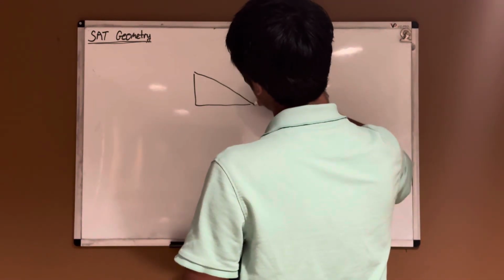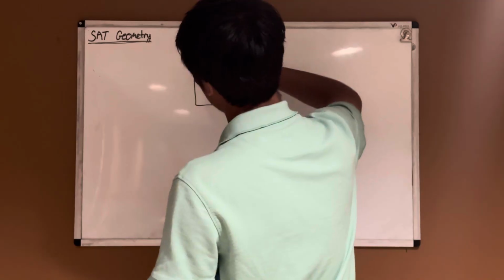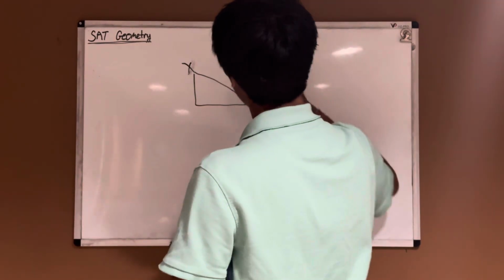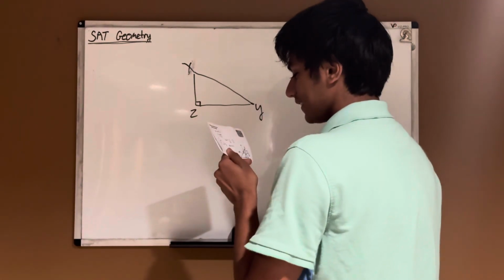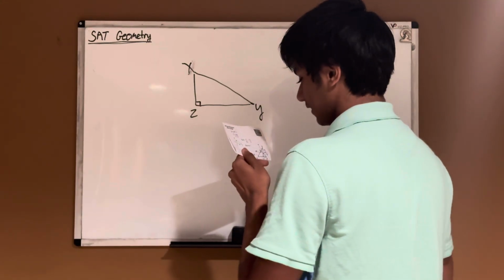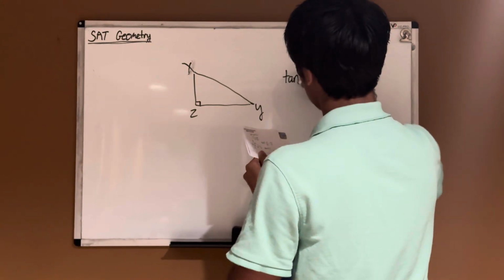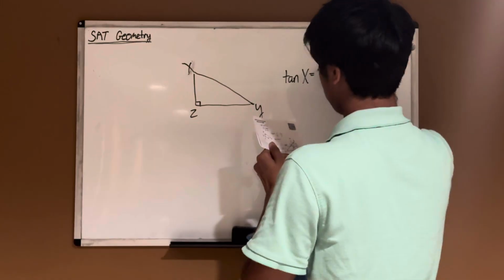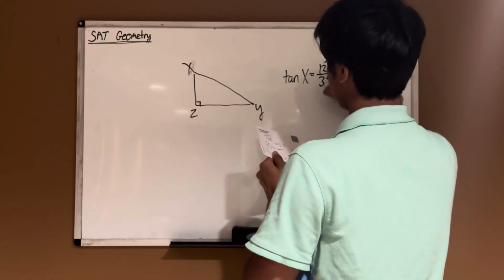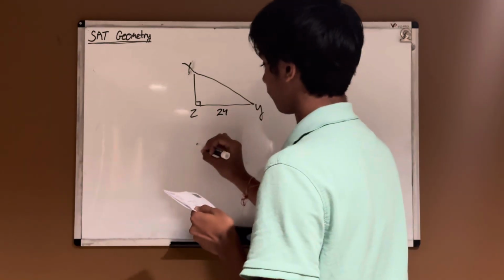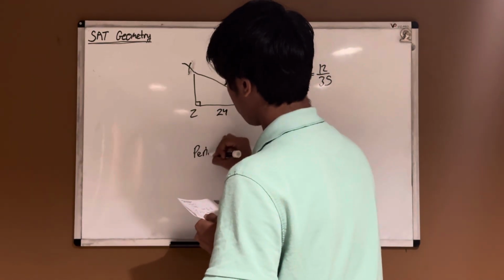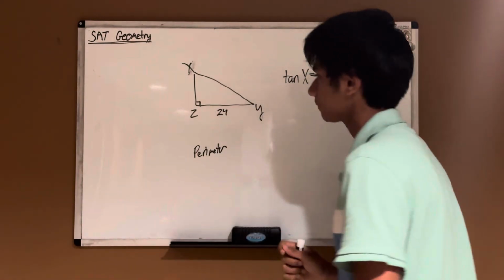Let's say we have a right triangle, x, y, z, and let's say that they give us that tangent of x is equal to 12 over 35, and that this length, yz, is equal to 24. And we want to find the perimeter of xyz.